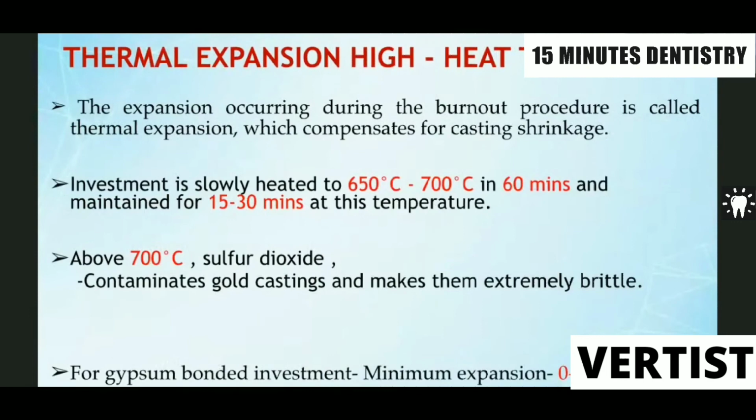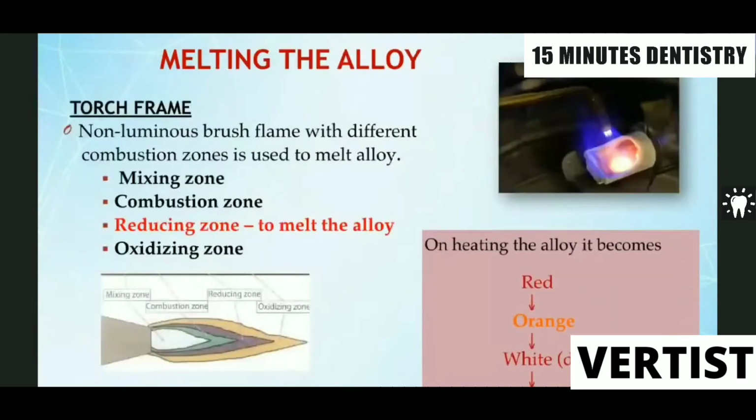Thermal expansion is when you are heating the mold or the investing mold. So it is slowly heated at a temperature of 650 to 7 degrees for 1 hour, and above 7 degrees gases like sulfur dioxide get released. It contaminates the gold castings and makes them weak. Therefore, for the gypsum bonded investment, a maximum expansion of 0.5 at a temperature of 500 degrees centigrade should be attempted.